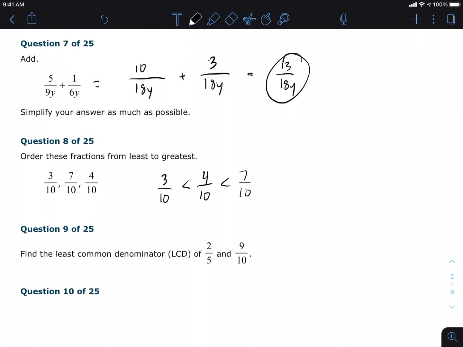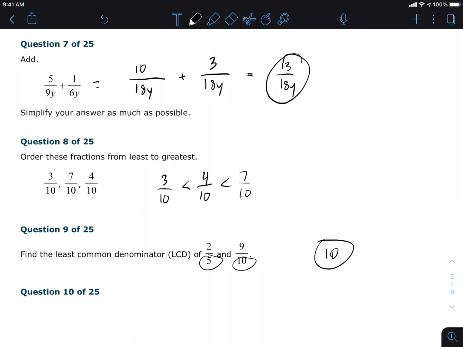Okay, for number 9, finding a common denominator. So we're only looking at the bottom numbers. So what's the smallest number that these two things have in common? 10. It's 10. That's the answer. Very, very straightforward.